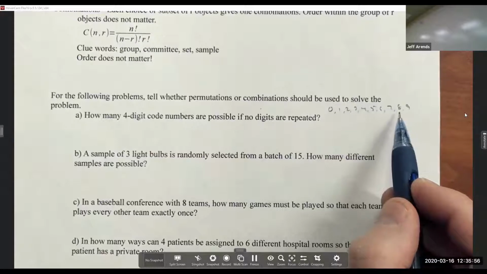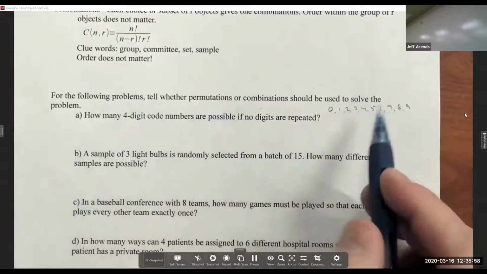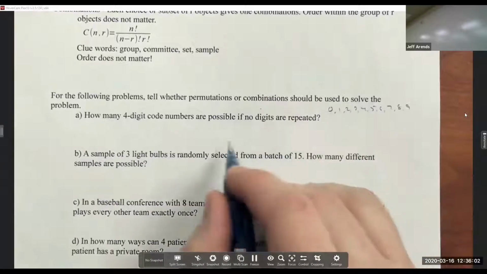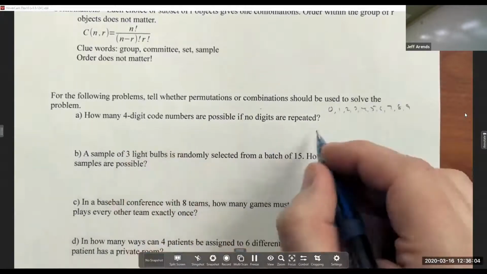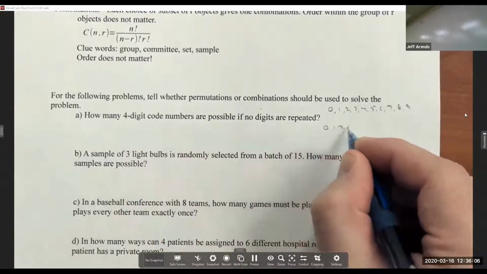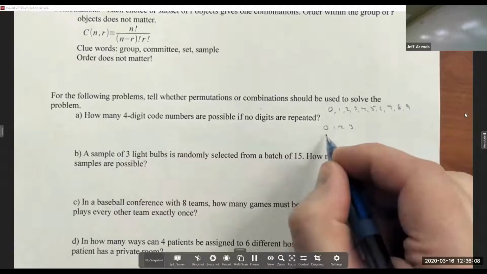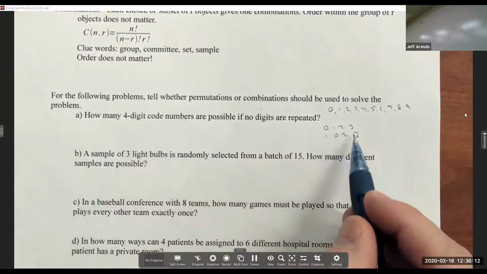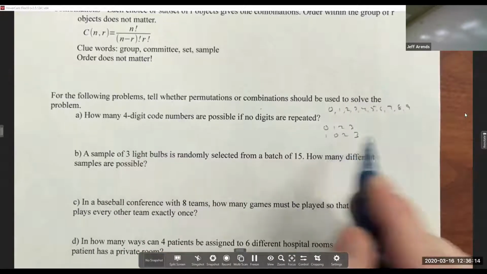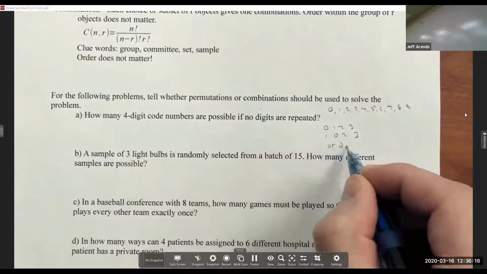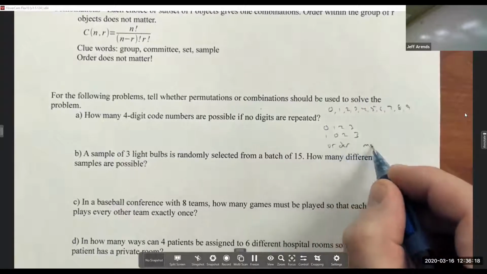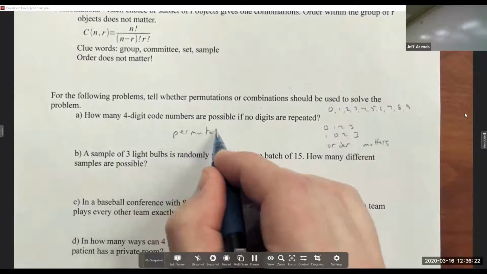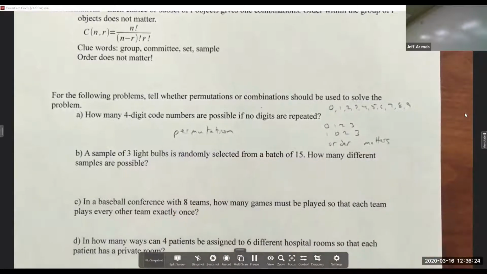And the question to tell if these are permutations or combinations is, would it be different if, let's say we're talking about a code here, would 0, 1, 2, 3 be different from 1, 0, 2, 3? If we're talking about a code, I would say that these probably would be different. So I would say order matters. So this would be a permutation, because order matters there.